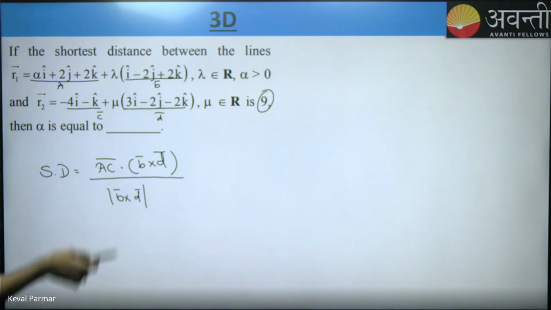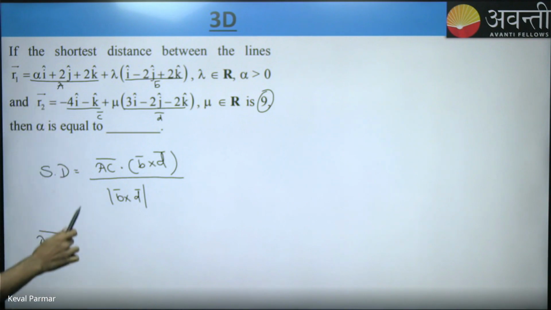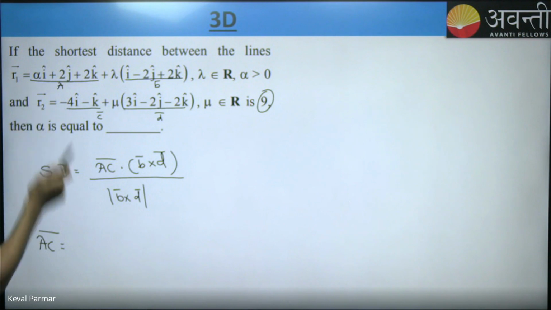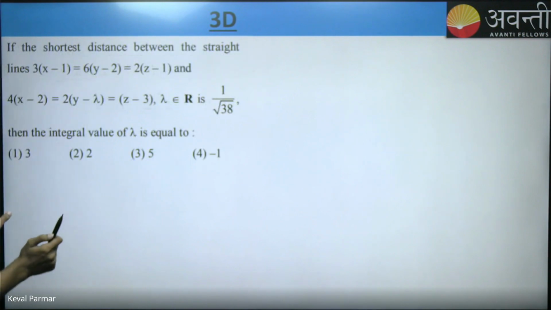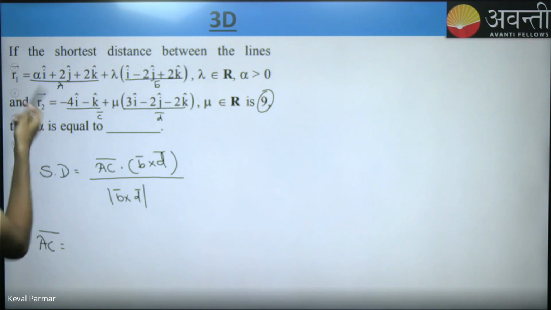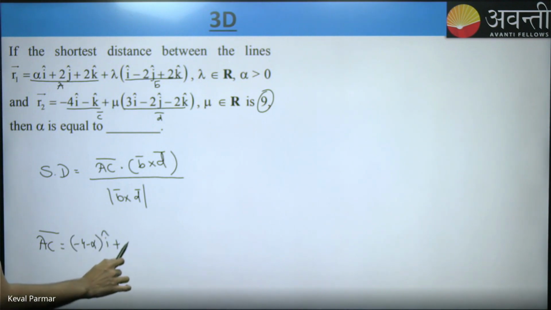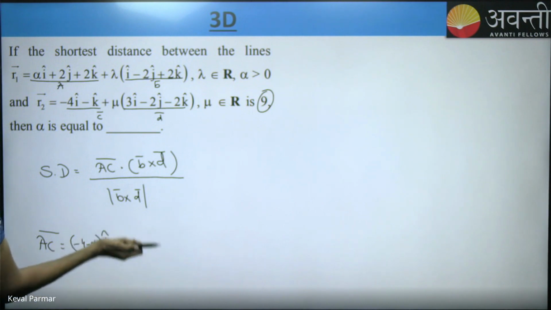Let us find AC. This is A, this is C. So AC is equal to, so we can find CA also, right? Or it is better to find CA. Okay, let's find AC, no issue. Minus 4 minus alpha i plus 0j plus minus 3k.